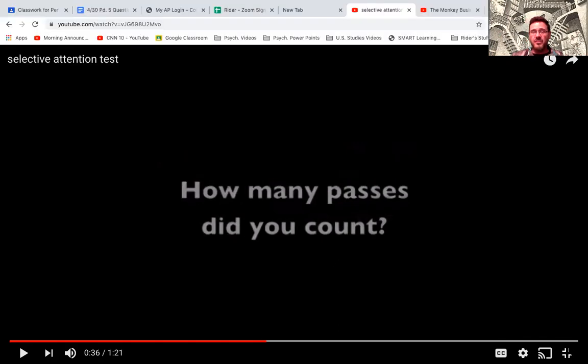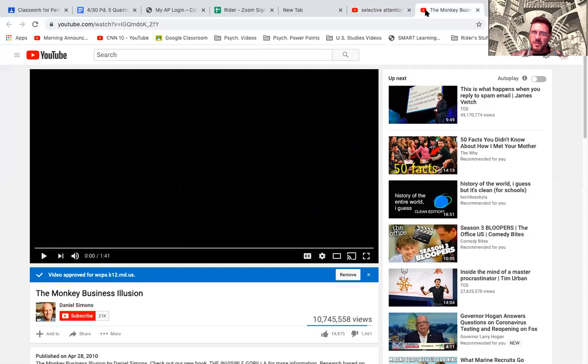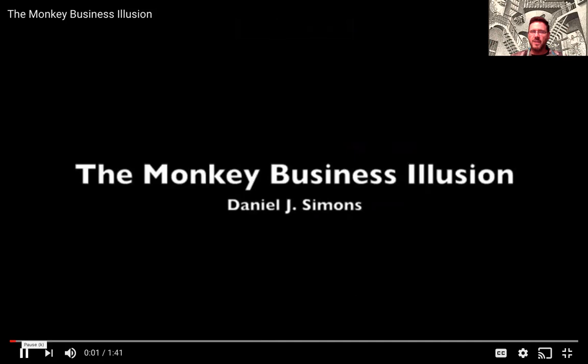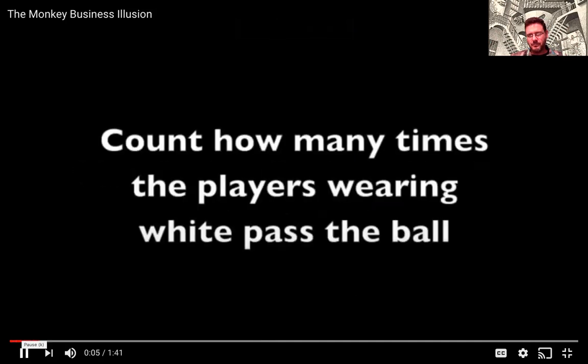All right, now that you've seen that, let's try a similar test. Now you know what to expect. So let's consider this part 2. Let's, again, test the power of selective attention. You're going to be given the monkey business illusion, a similar task. Count how many times the players wearing white pass the ball.